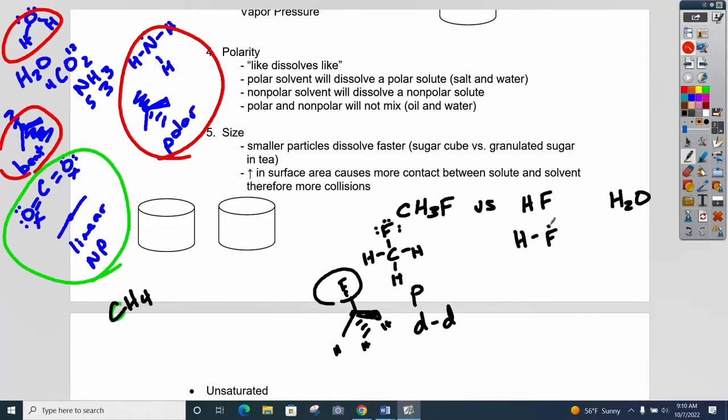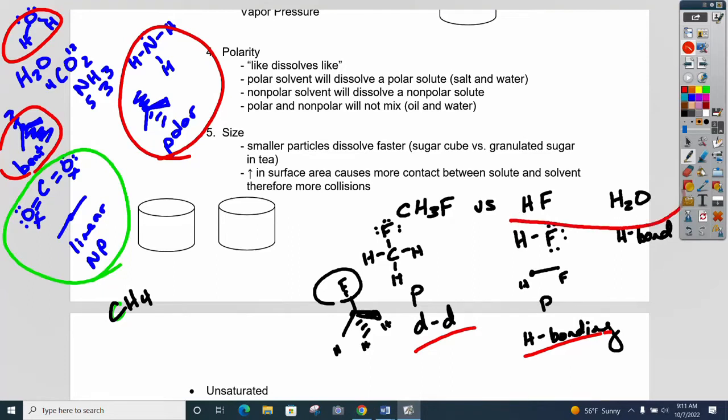H to F, if you draw out that Lewis structure, you're going to see it's linear, but you've got a hydrogen on this side and a fluorine on this side, so it's polar. Now, be careful. H to F, that is your hydrogen bonding. There is also hydrogen bonding present in water. So of those two, which is going to have the strongest interaction with water? Hydrogen bonding is stronger than your dipole-dipole. Therefore, the HF would be more soluble in water. HF has a stronger attraction to the water molecule than the CH3F, so we say it is more soluble.